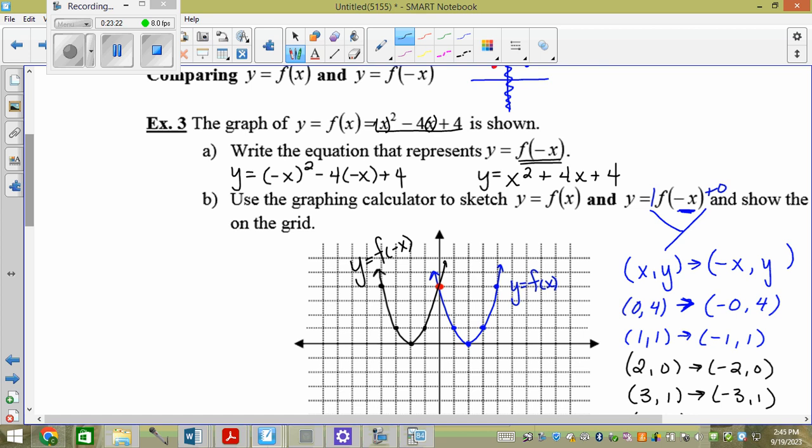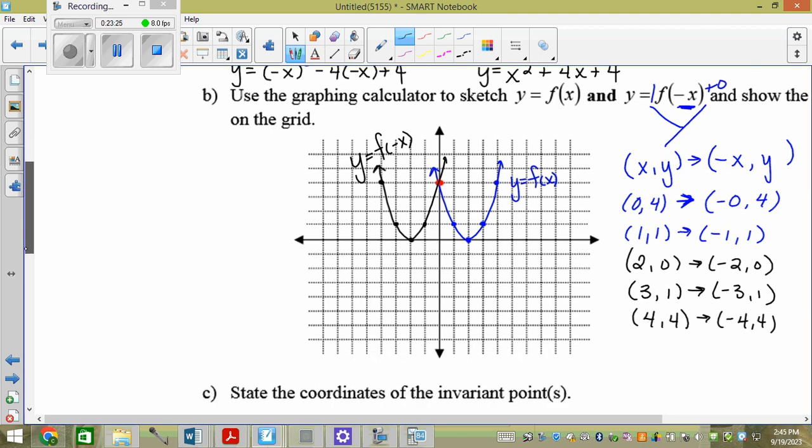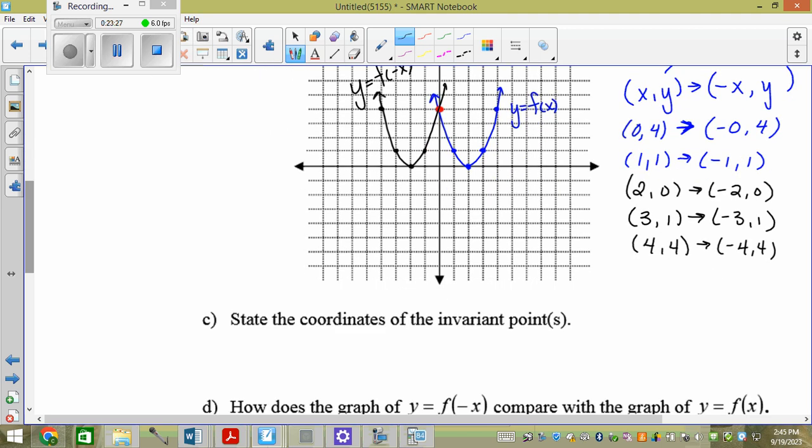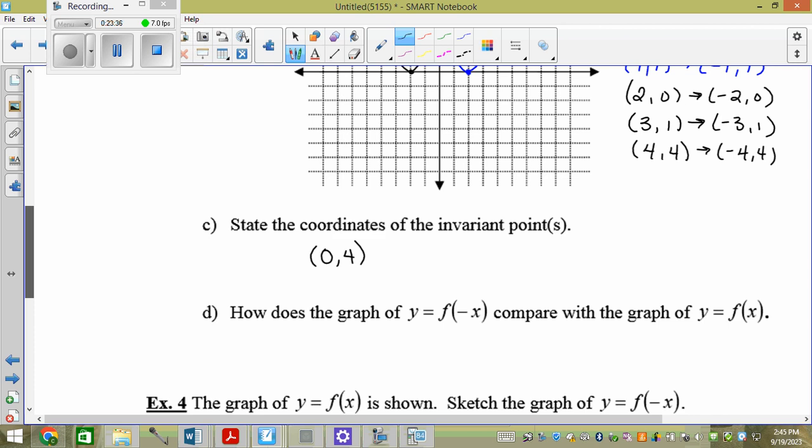You should get the black graph, right? And it's reflecting in the x-axis. So what's the invariant point? The invariant point of this one is (0, 4). How does the graph of y equals f of negative x compare to the graph of f of x? This is a reflection in the what axis? It's in the y, because my x's are swapping over the y, right? So it's actually in the opposite axis than what you think. Because if it's negating my x's, it's going from here to here, here to here. It's going over the y-axis, right? So it's the opposite. So this is a reflection in the y-axis.